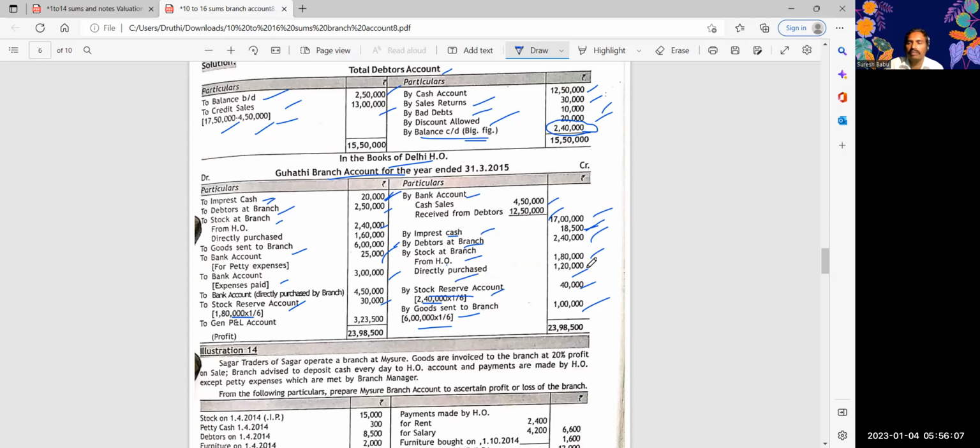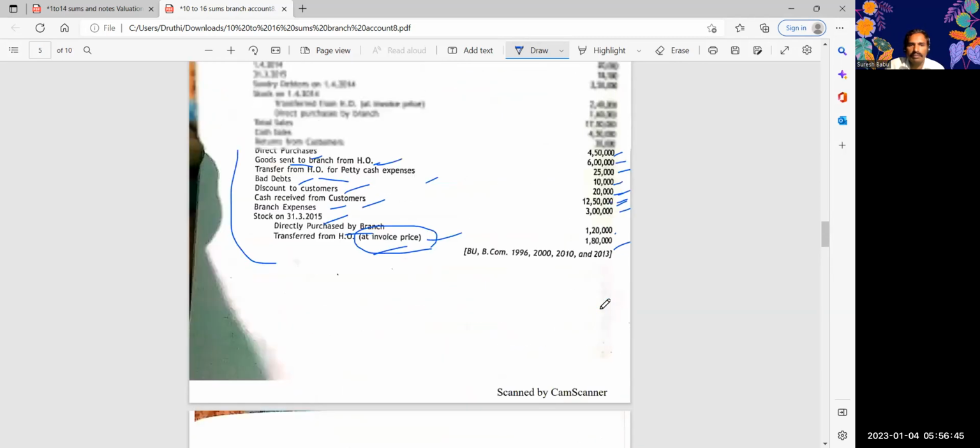Directly purchased closing stock, which is 1,20,000. What is the additional item? See, in the additional item, directly purchased opening stock is there. So directly purchased goods is also being given, right? See, stock at branch directly purchased. Similarly, stock at branch on the closing date, directly purchased. Correct now? So here, 23,98,500, 23,98,500. Please cross check the amount. 3,23,500 is the profit.